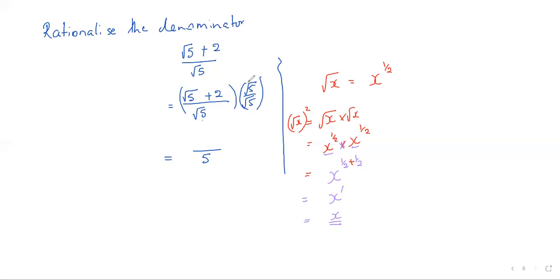Now this multiplied by that is going to be 2 root 5. Root 5 times root 5 is going to be 5. So basically, your answer is going to be 5 plus 2 root 5 over 5.